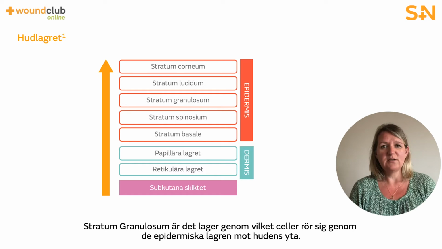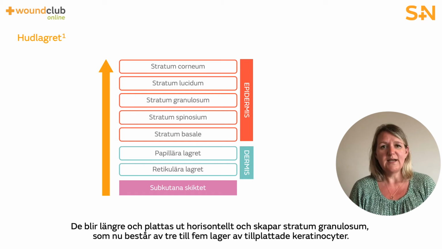The stratum granulosum is where cells that travel through the epidermal layers towards the surface of skin become longer and flatten horizontally. This layer is composed of 3 to 5 layers of flattened keratinocytes.